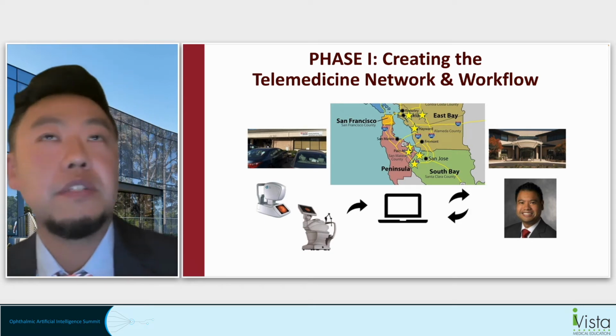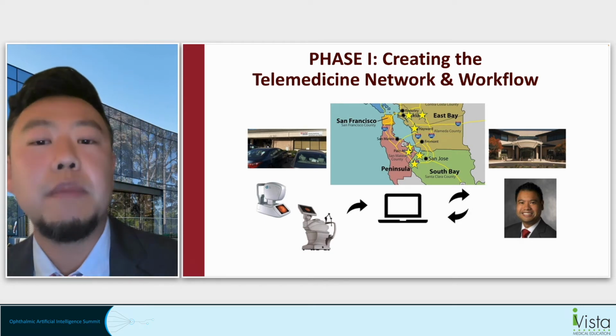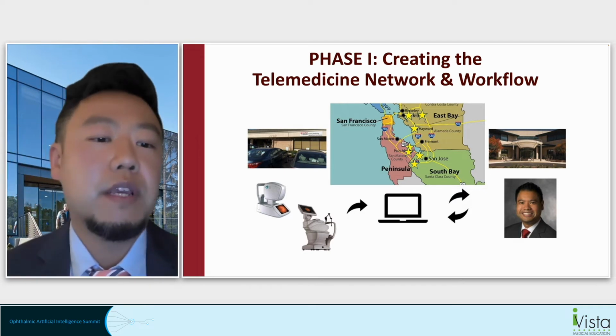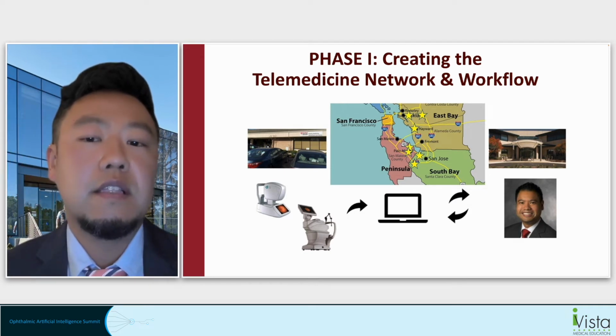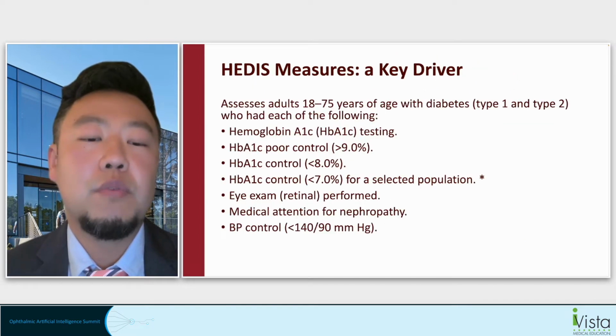We set up, initially, five cameras around the Bay Area. Those images were taken in primary care. Dr. Lang and his colleagues in our retina division would read the images, and then we'd send a report back to the primary care physician on what to do next.